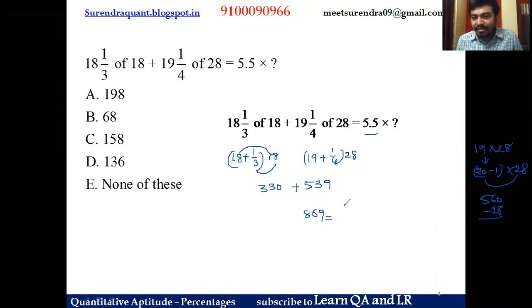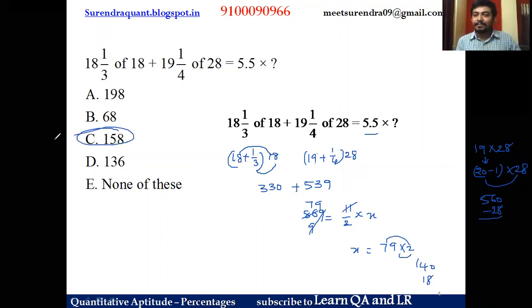So 5.5 is 11 by 2 into, in place of question mark, let us say x. So 11 goes 79 times, so x is 79 into 2. So 70 times 2, 140. 9 times 2, 18. So 79 times 2 is 158. And that is option C. Simple, right? Let's go for the next question.